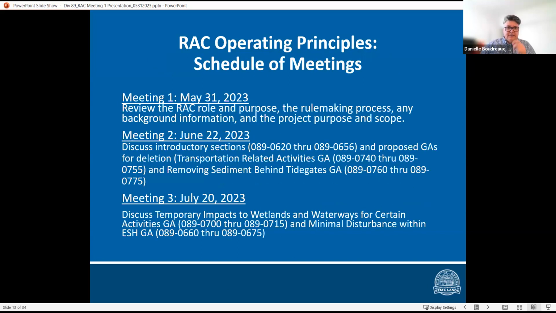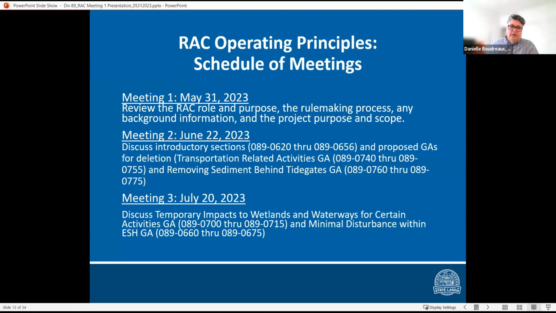So our schedule of meetings, and again, this is a lot of information, but this presentation will be posted on our website and will be sent out to the RAC members by next week. So our first meeting today is we're going to review the RAC role and purpose, the rulemaking process, any background information, and the project purpose and scope. In June, our second meeting, we're going to discuss introductory sections of the rules and proposed GAs for deletion. And Kirk's going to go over more of this later on. And then obviously when we get into those meetings, we'll really get into it.